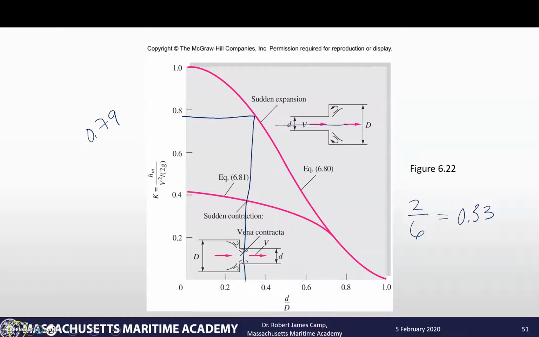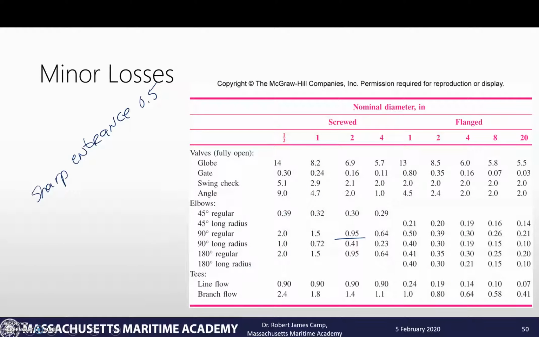Well, there's only 2 minor losses there. We have the exit. Remember, exits are always 1. But we also have the open globe valve. So we go to globe valve, fully open globe valve. So 3 inches. It's going to be right in between those two right there. Halfway in between those will be 6.3.